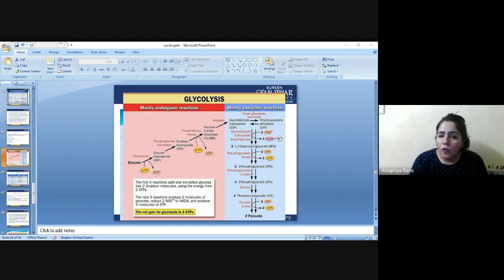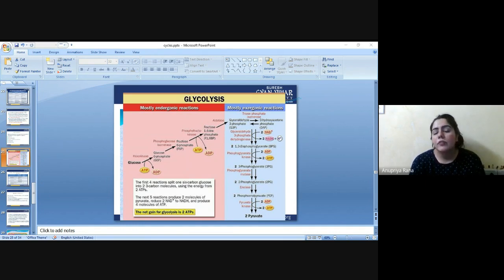Now, from this fructose 1,6-bisphosphate, these four reactions which you studied were endergonic reactions. Now the exergonic reaction happens. Mostly we call these endergonic reactions because they are consuming ATP. But now you can see they are exergonic reactions because in this case they are producing ATPs, or you can say they are producing energy.